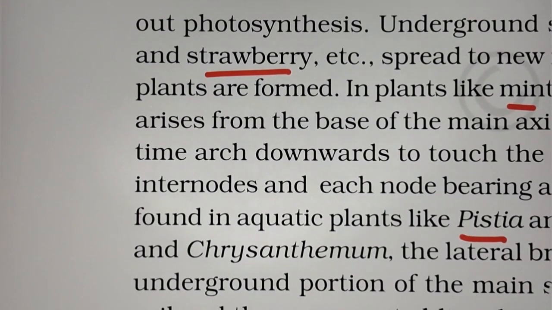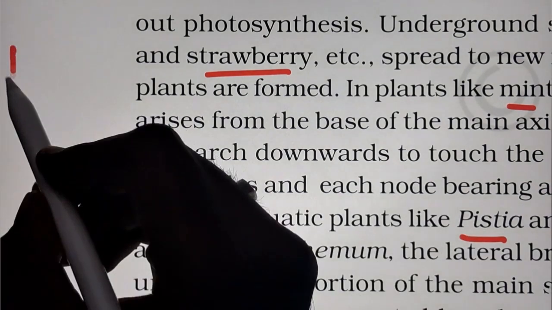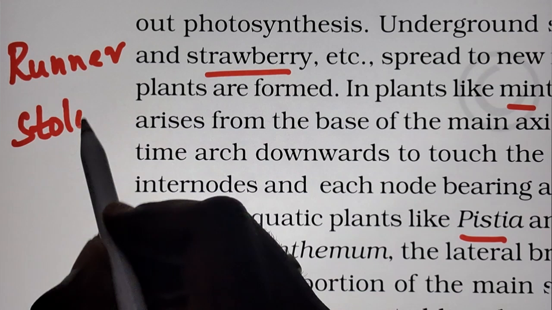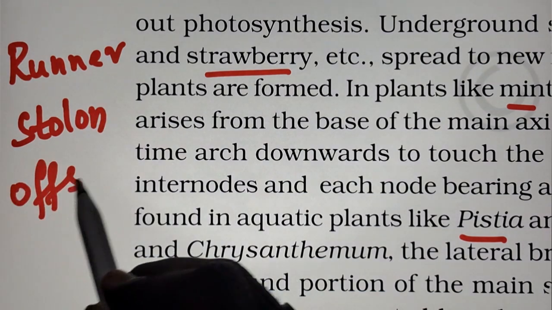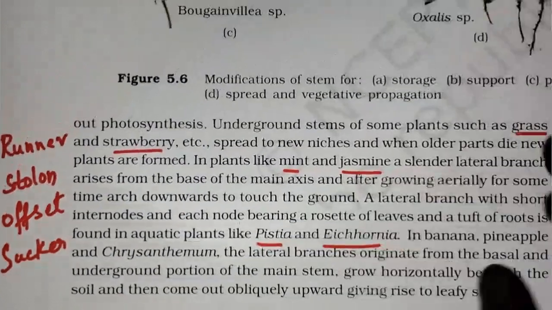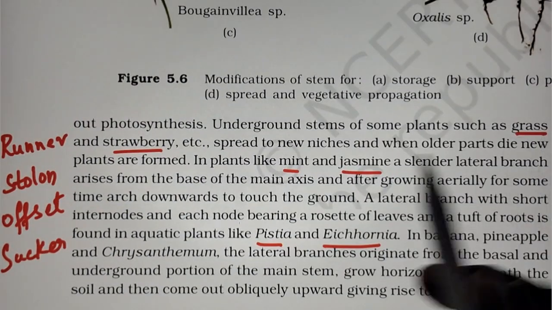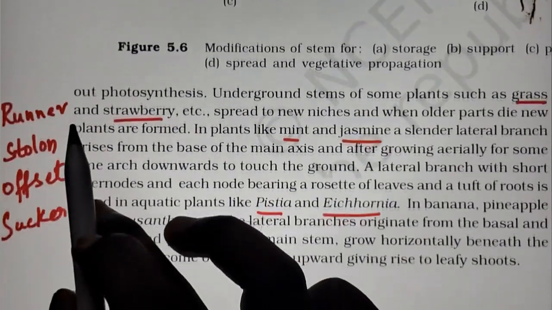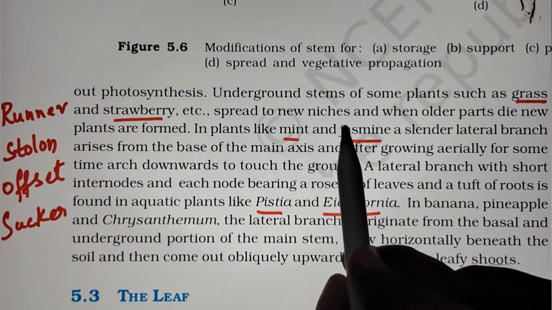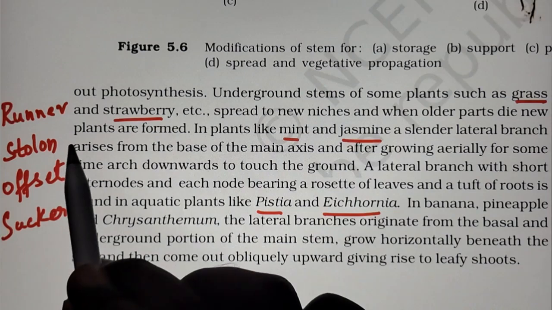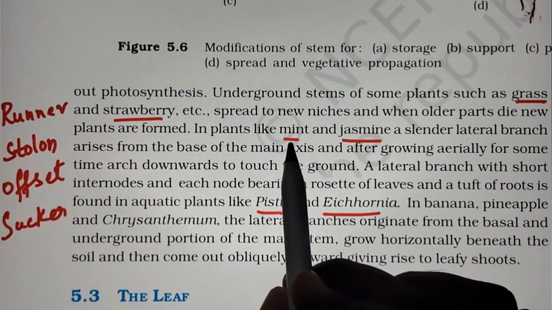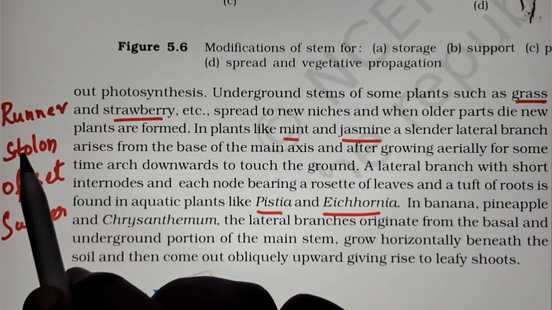Here, he described four types. One is runner, stolon, offset, and sucker. There are four. The first one, grass and strawberry, is an example of runners. The runners spread to new niches, and when the older part dies, the new plant is formed. It is a runner. Next one is stolon. Mint and jasmine are examples of stolon.